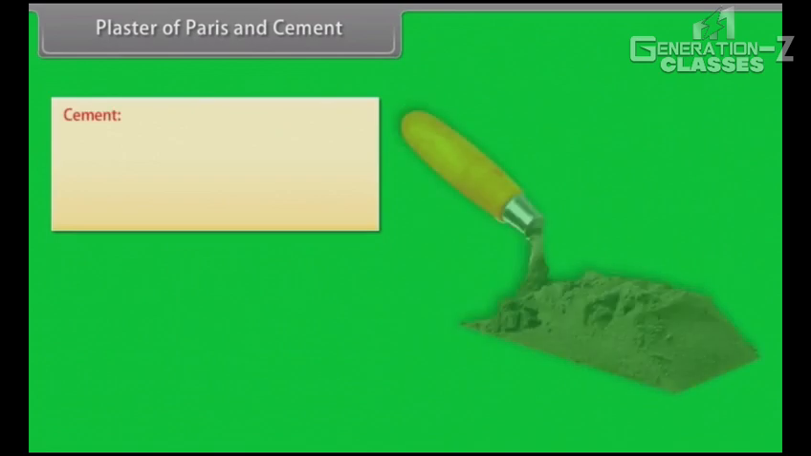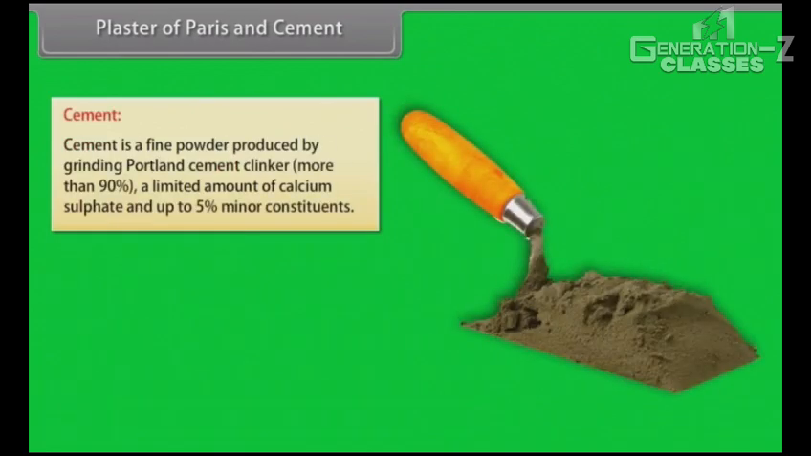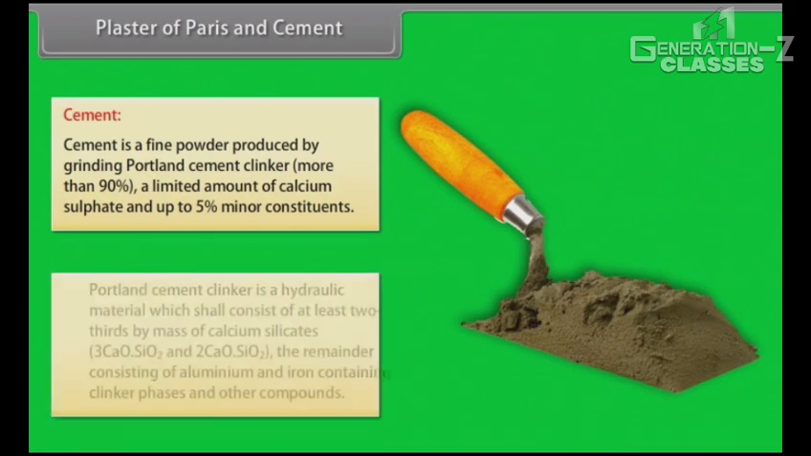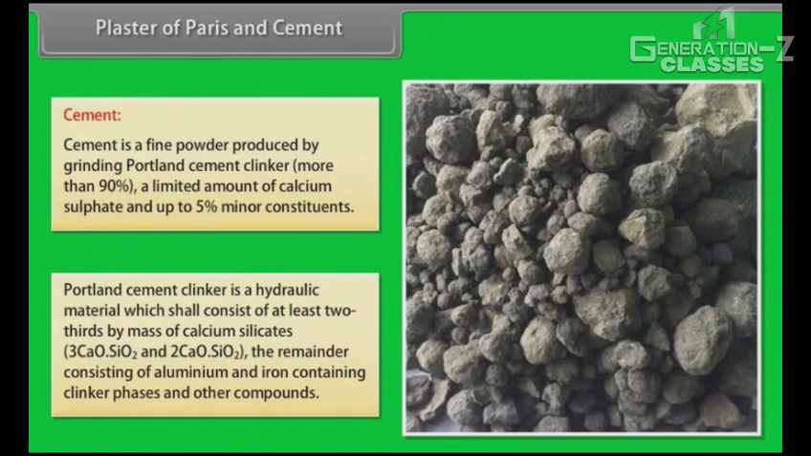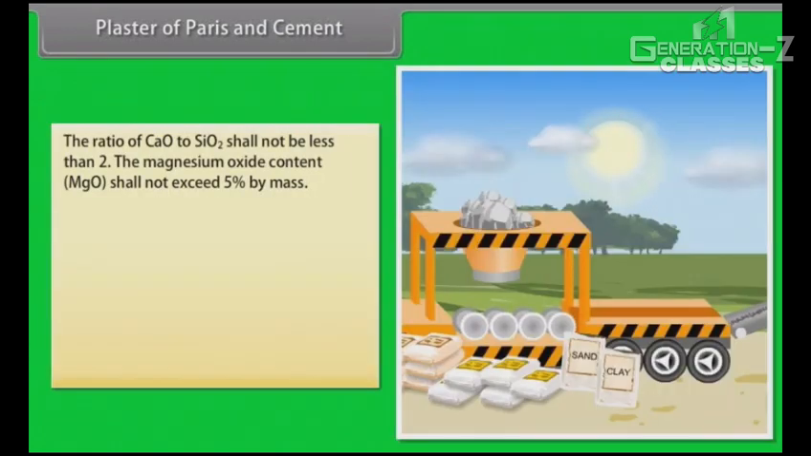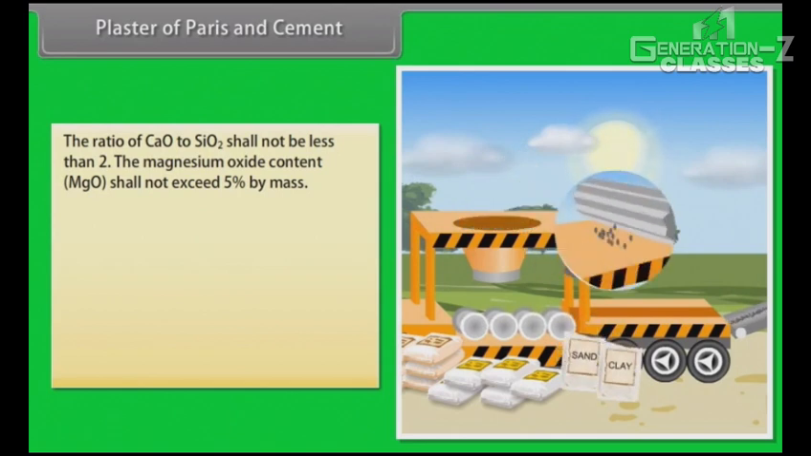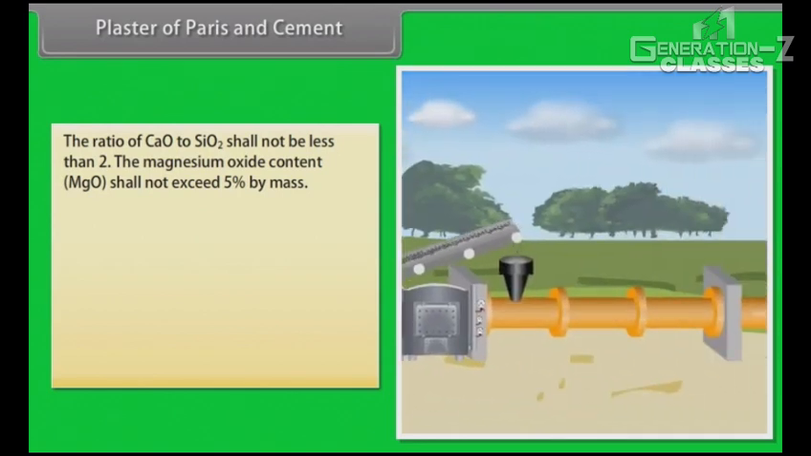water. Cement. Cement is a fine powder produced by grinding Portland cement clinker more than 90%, a limited amount of calcium sulfate, and up to 5% minor constituents. Portland cement clinker is a hydraulic material which shall consist of at least 2/3 by mass of calcium silicates, the remainder consisting of aluminium and iron-containing clinker phases and other compounds. The ratio of CaO to SiO2 shall not be less than 2. The magnesium oxide content shall not exceed 5% by mass.